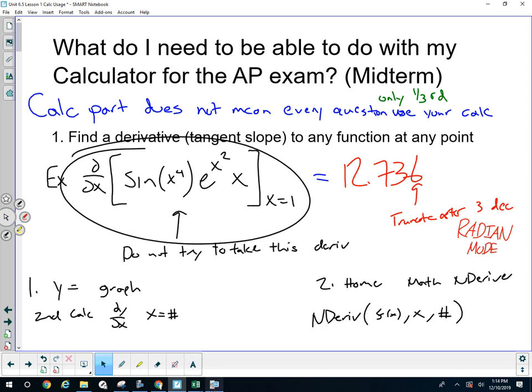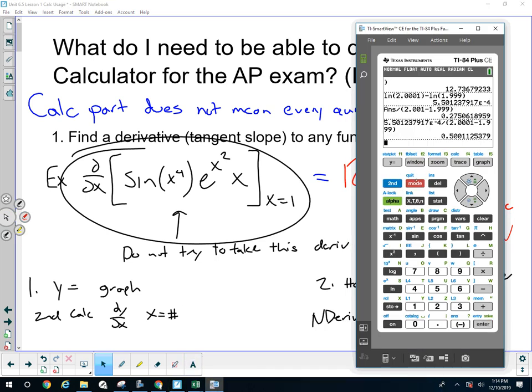The other way, please go into your home screen. Second quit to go to your home screen. You'll go to Math and Derive. If you have a newer calculator, it will just pop up as ddx, and you will have to type in x, and then you'll type in the function, and then where it says x equals, you put in 1.